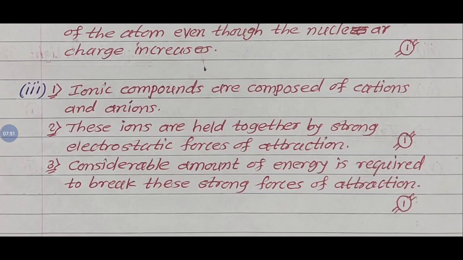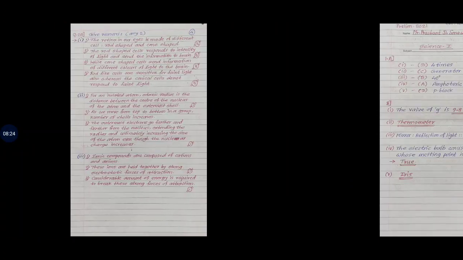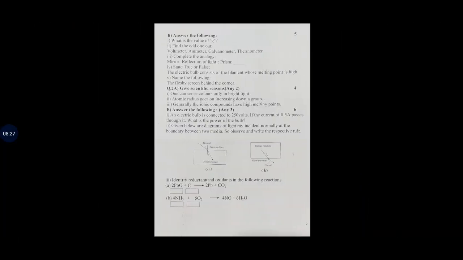Third, give reason. Ionic compounds are composed of cations, meaning positive ions, and anions, meaning negatively charged ions. These ions are held together by strong electrostatic force of attraction. So you are getting 1 mark for these points. And second, considerable amount of energy is required to break these strong forces of attraction. Clear all of you? So you are getting 1 more mark, and hence always you write at the last point, hence. So in this way you complete the second A question, that is related to give reason.